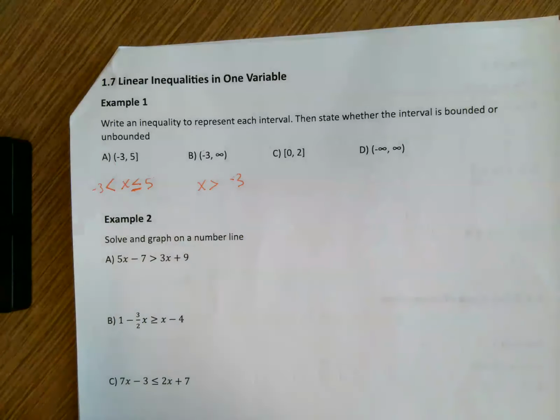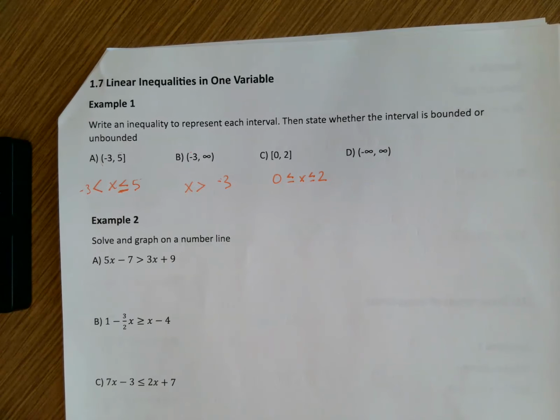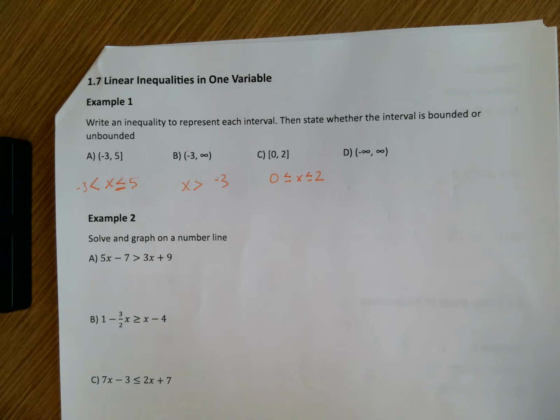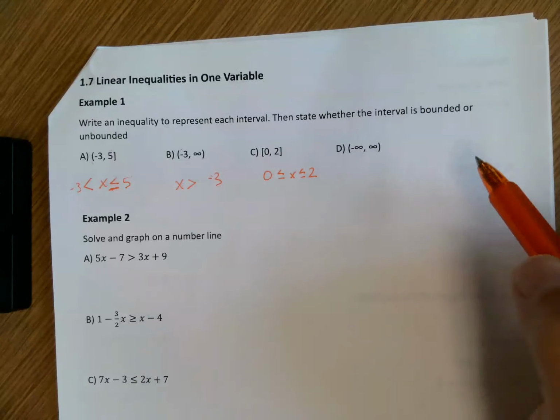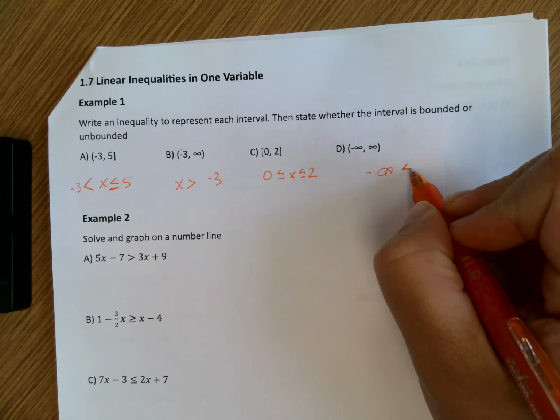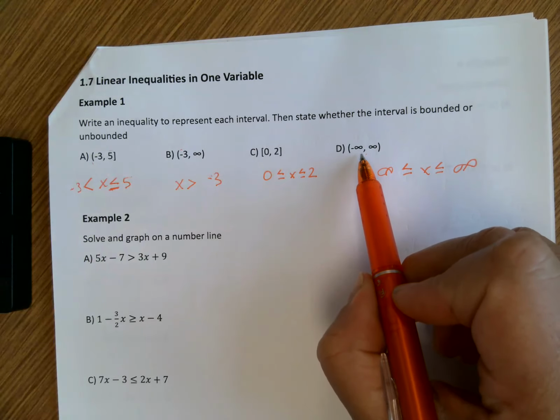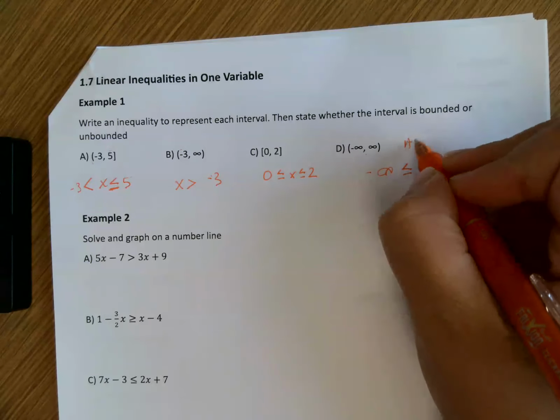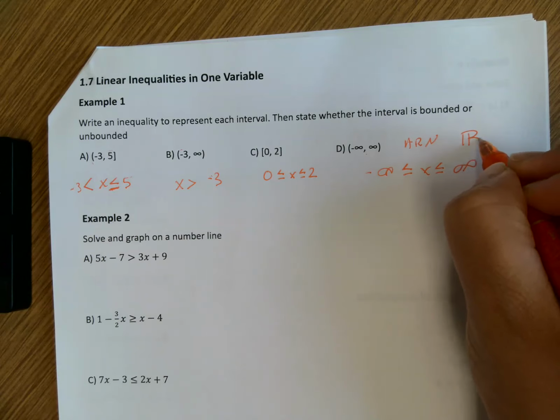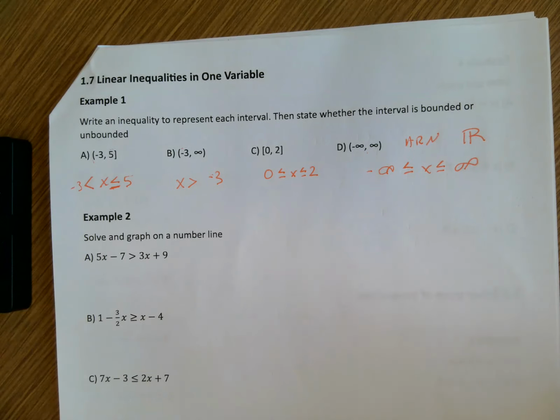I want you to pause the video and try to do C by yourself. So it should be in between 0 and 2, and they should both be or equal to. Now this last one is kind of tricky. If you're actually going to write out the interval, it would look like this, even though that's my or equal to x. However, when we write this, it's the same thing as saying all real numbers. I would accept that. I would also accept this. I typically write this because I do.